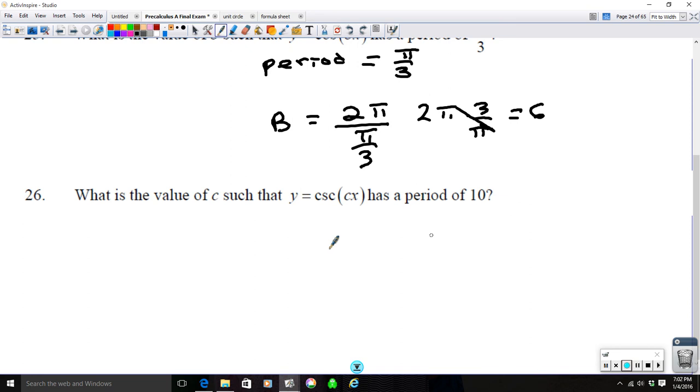26. The value of c, such that y equals cosecant of cx has a period of 10. So we know the period equals 10. And for cosecant, c, just using a different letter, it's going to be 2 pi over the period, which is pi over 5.